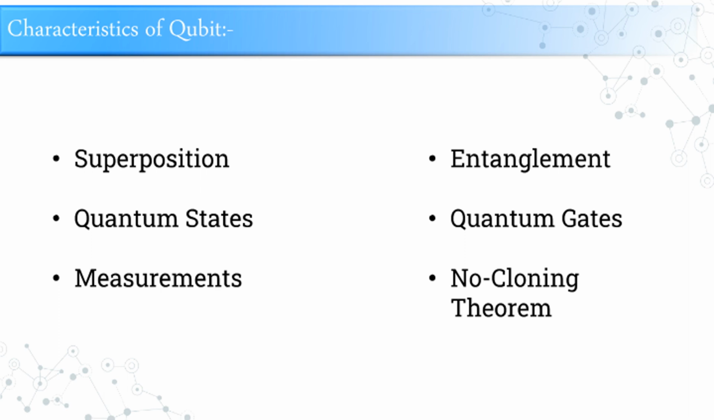No cloning theorem. Unlike classical bits, it is impossible to make an exact copy of an unknown qubit due to the no cloning theorem in quantum mechanics. This property has implications for quantum information security, as it prevents unauthorized copying or eavesdropping on quantum information.